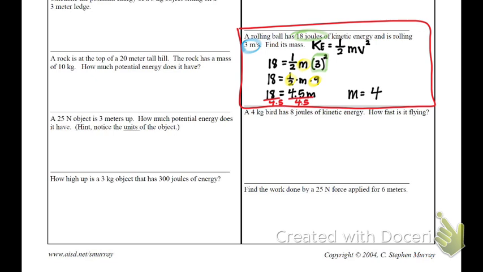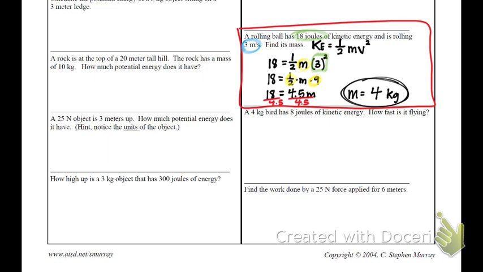Just 4, okay? And this is for, what did we just find? What does M stand for? Mass. So 4, what unit does the 4 need? Mass is measured in what? Kilograms. So please make sure you're putting your units on your answers, especially on your quizzes.